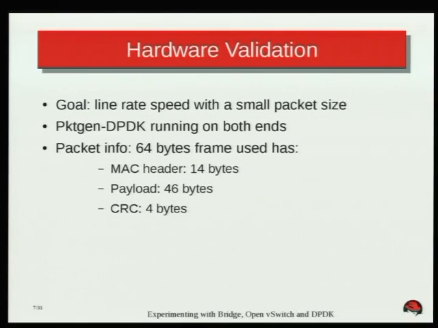Okay, hardware validation. How I did my hardware validation. The question is, is the hardware capable of pushing line rate speed, or do I have problems with my hardware? So what I did is I ran Pktgen-DPDK on both ends, on both servers, and the packet used is the smallest packet possible. So it's a 64-byte frame, which is 14 bytes for the MAC header, 46 for payload, plus 4 for CRC. So this is the smallest Ethernet frame possible.